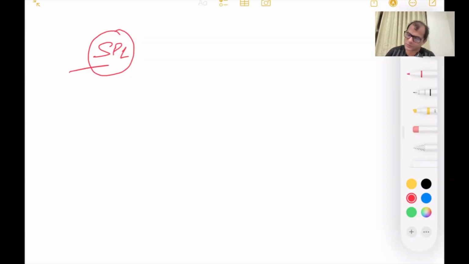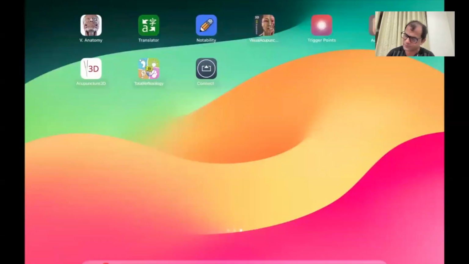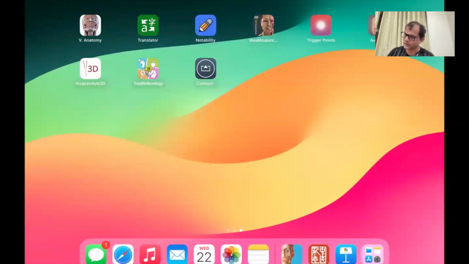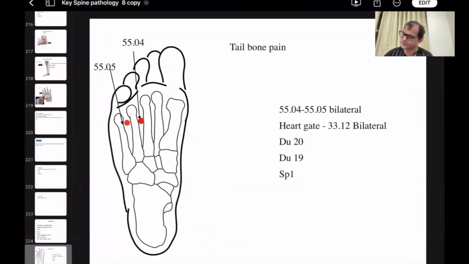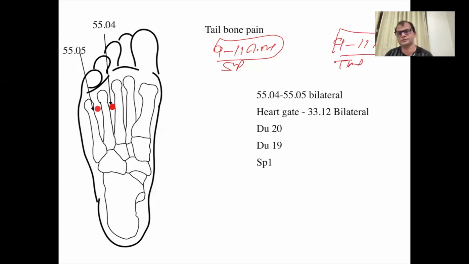The timing of the spleen in the organ clock cycle is 9 to 11 in the morning. It's a 9 to 11. That is the time of the spleen. And opposite, 9 to 11 p.m. is the time of the triple warmer.